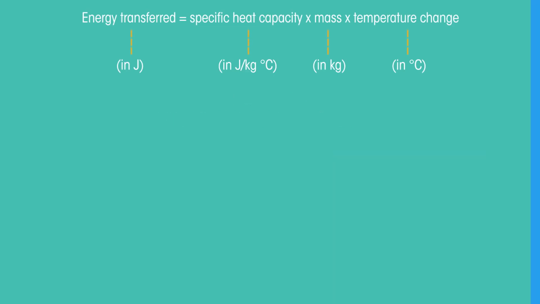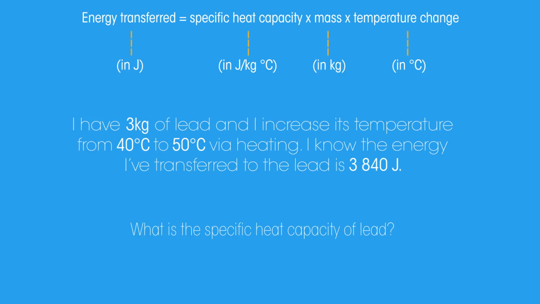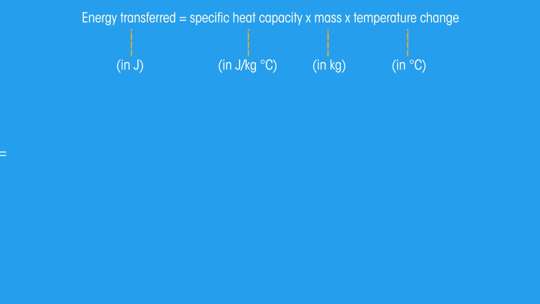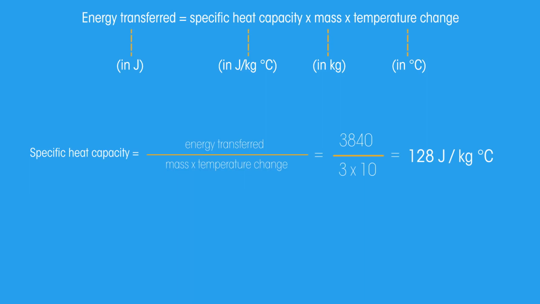Let's have a look at a problem. Pause the video and attempt to calculate the specific heat capacity of lead. How did you get on? The energy transferred is this, the mass is this, and the temperature change is 10 degrees Celsius. Because it's this, take away this. Using the rearranged equation, substitute in the values and we get 128 joules per kilogram Celsius.